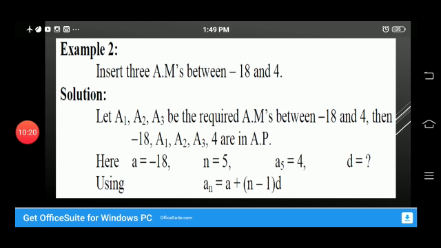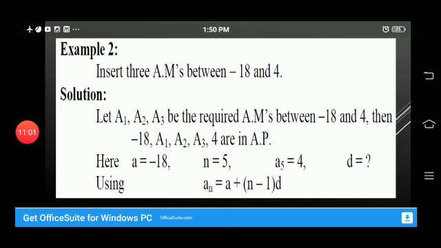So we will see it with the help of an example. For example, insert three arithmetic means between minus 18 and 4. Three arithmetic means means we need to find A1, A2 and A3. So by putting three arithmetic means, we can clearly see that in the arithmetic progression there are now 5 terms. The first term is minus 18 and the fifth term is 4, and n is 5. First of all, we need to find the value of d.